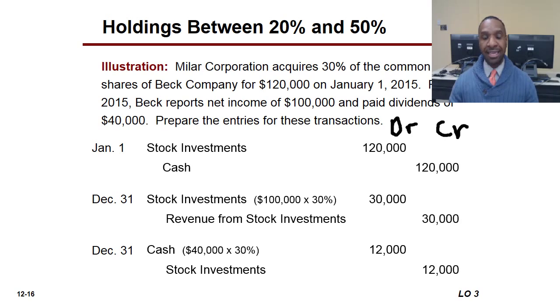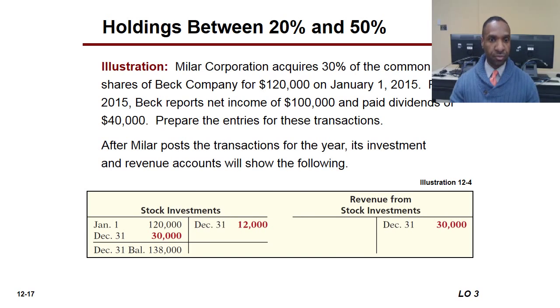Now on December 31st, let's take a look at this. What happens? We've got cash. So cash is 40,000 times what? That 30%, right? And remember, they paid those dividends, right? Of 40,000. Paid the dividends of 40,000. This is how we record for the equity method. So we've got our stock investments, credit that 12,000. Our cash, we've got what? 12,000 coming in cash through the dividends of 40,000. That's how we get that calculation through the equity method. It's really interesting stuff.